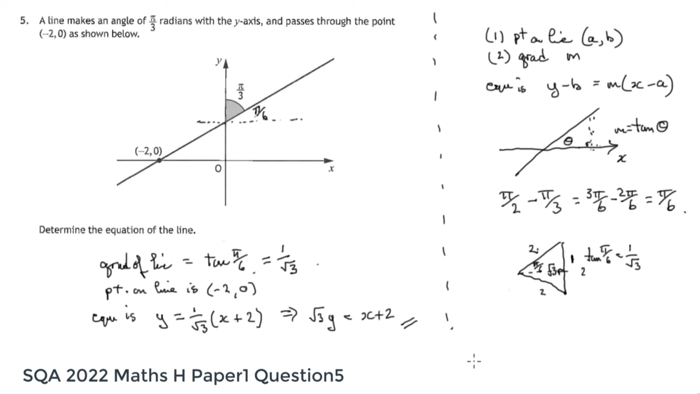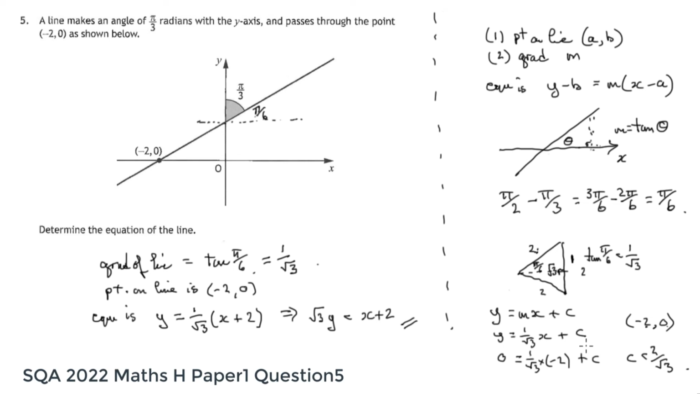Now there are other ways of doing that. We could have used y equals mx plus c, and we could have plugged in the 1 upon root 3 and then determined c by using the point -2, 0. X is -2, y is 0. So we get 0 equals 1 over root 3 times -2 plus c. And that would give us a value for c. If I add 2 over root 3 to both sides, c would be equal to 2 over root 3.